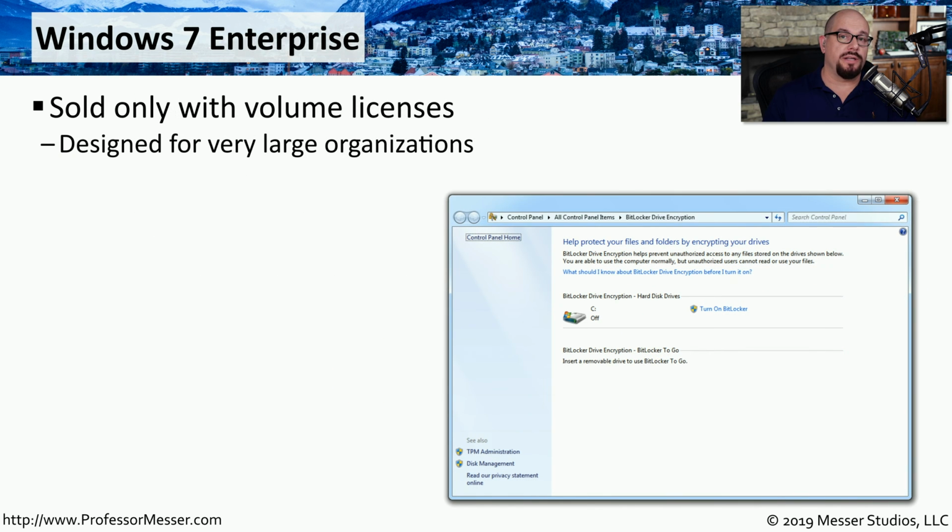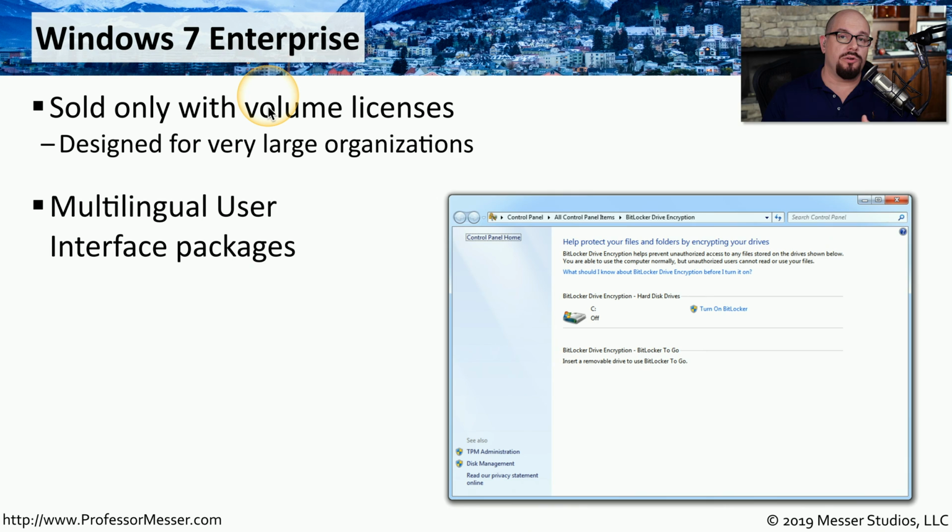If you're a large organization and you used volume licensing to purchase your Windows licenses, then you commonly used Windows 7 Enterprise. This is a version of Windows that had all of the same functionality as the Windows 7 Professional, but included additional multilingual user interface packages and included full disk encryption with BitLocker.